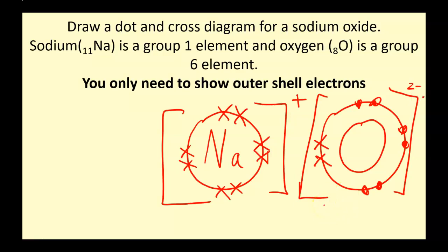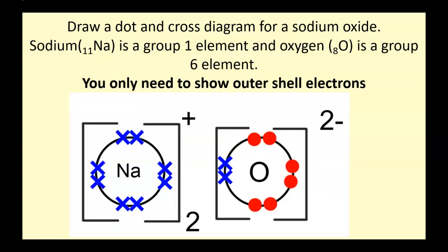So in terms of charge, we've got a plus here and a 2 minus here, so we have not got the same amount of positive and negative charge, so we will need to have 2 sodium ions for every oxide ion. Here is a nice neat version of that diagram.